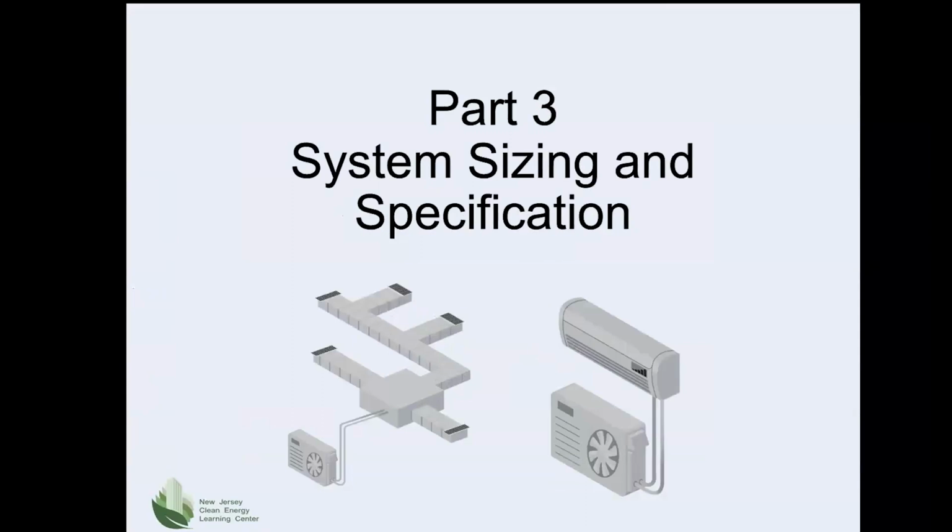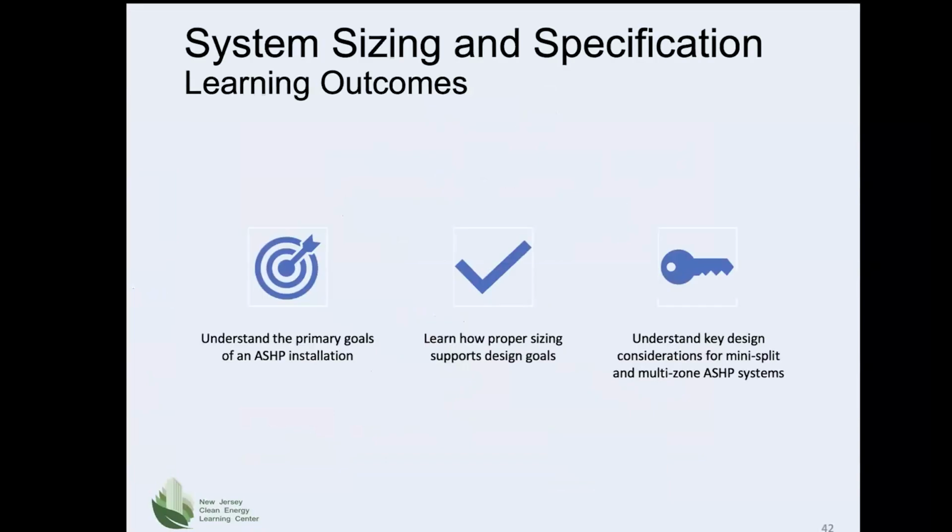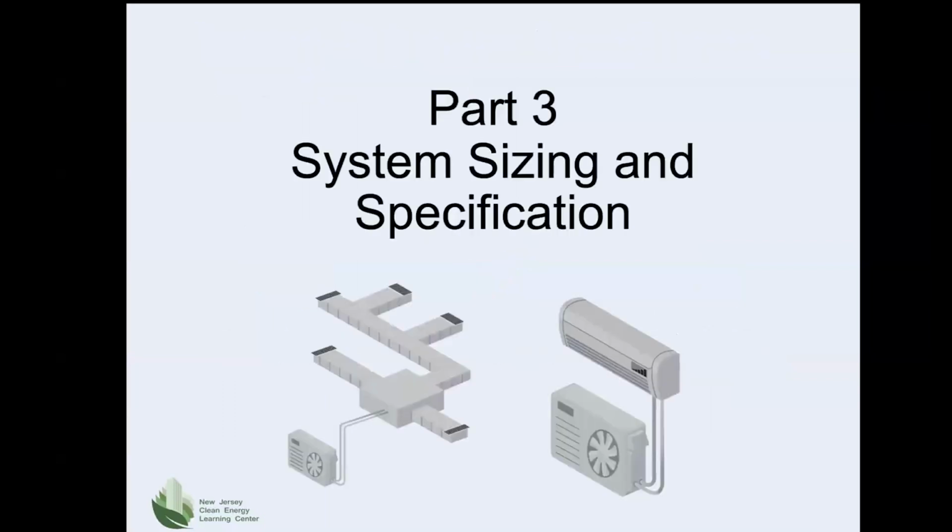In Part 3, System Sizing and Specification, we'll outline how to select the appropriate heat pump for an installation. The learning outcomes for Part 3 are understanding the primary goals of an air source heat pump installation, learning how proper sizing supports design goals, and understanding key design considerations for mini-split and multi-zone air source heat pump systems.